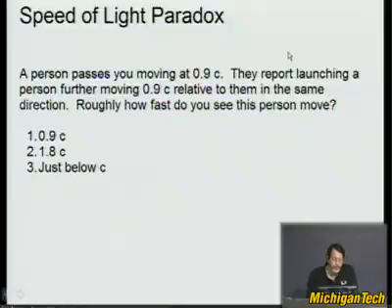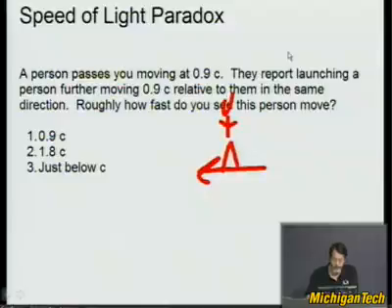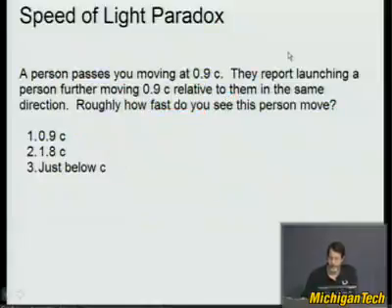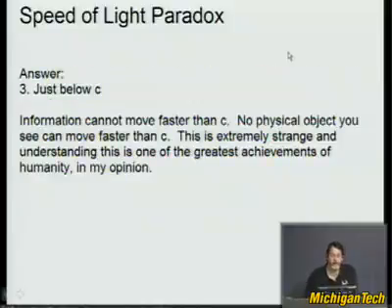Okay, so now let's say a person passes you at 0.9 times the speed of light c. And they report that they're launching a person further moving 0.9 times the speed of light relative to them in the same direction. Roughly how fast do you see that second person move? So there's someone zipping by here really fast, on their magic carpet, and then they launch somebody that's moving relative to them at 0.9 c. Is that 1.8 c? Is it just 0.9 c, or is it just below the maximum speed c? So think about that for a second. Click pause if you have to. And the answer is just below c.